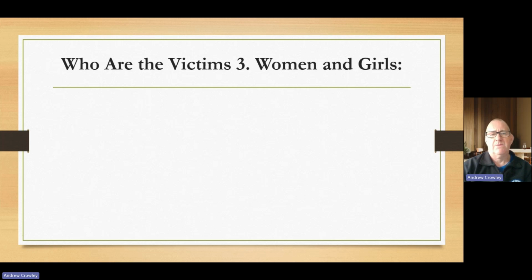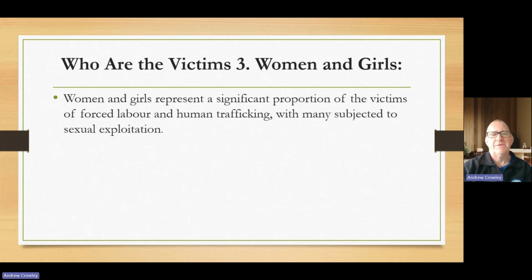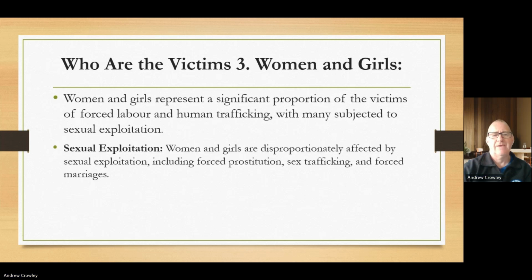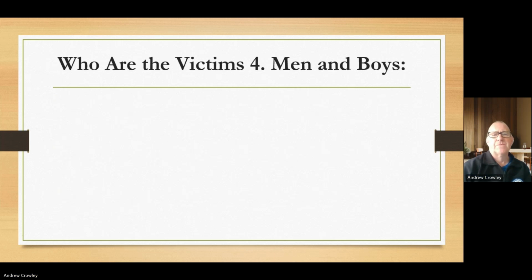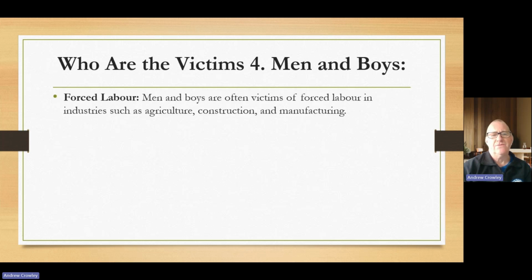Women and girls are a big proportion of modern slaves. Women and girls represent a significant proportion of the victims of forced labour and human trafficking, with many subjected to sexual exploitation. They are disproportionately affected by sexual exploitation, including forced prostitution, sex trafficking, and forced marriages. The other half of it is domestic servitude. Many women and girls are subjected to forced labour in domestic settings. But there are men and boys involved in modern slavery. They're usually in the forced labour business. They're victims of forced labour in industries such as agriculture, construction, and manufacturing.